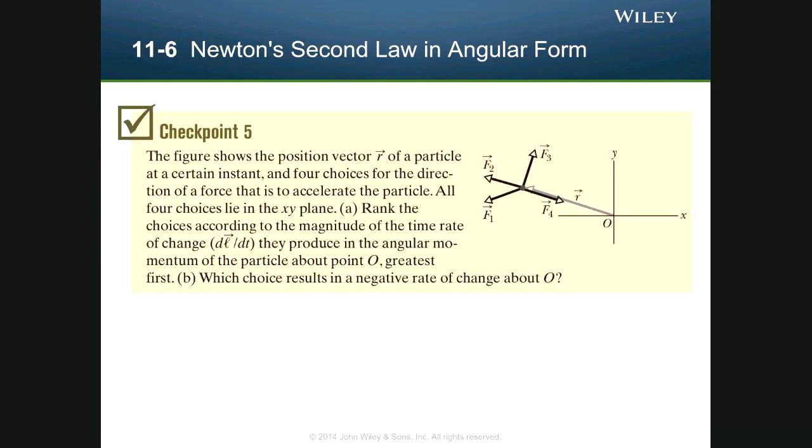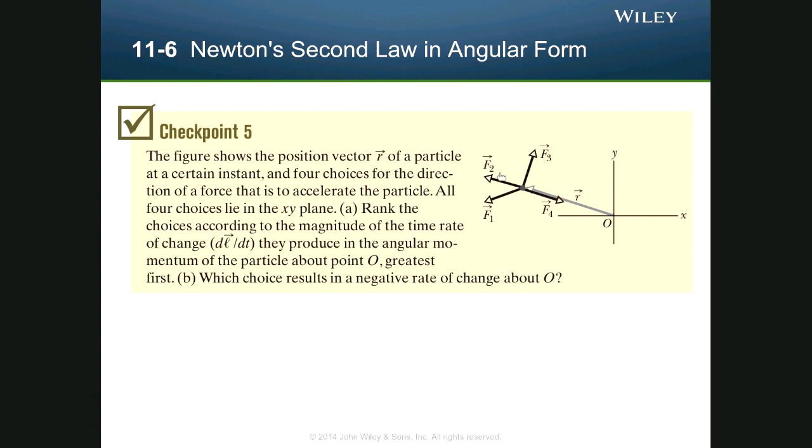So we have our checkpoint 5. The figure here shows a position vector r of a particle. And we have 4 choices for the direction of a force that is to accelerate the particle. All 4 choices lie in the xy plane. Now, this looks 3-dimensional, but it's not. You have to look at this as 2-dimensional.